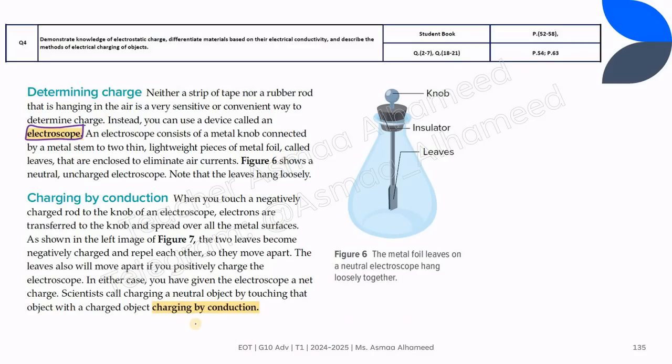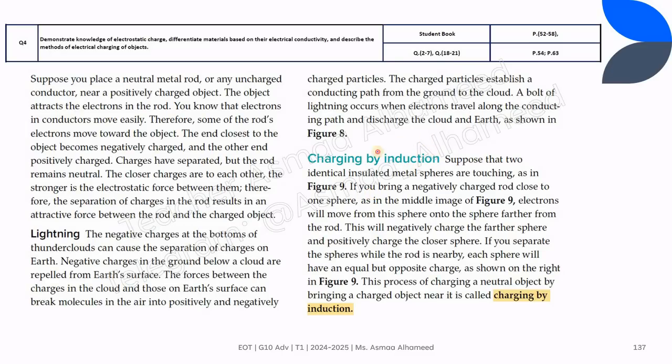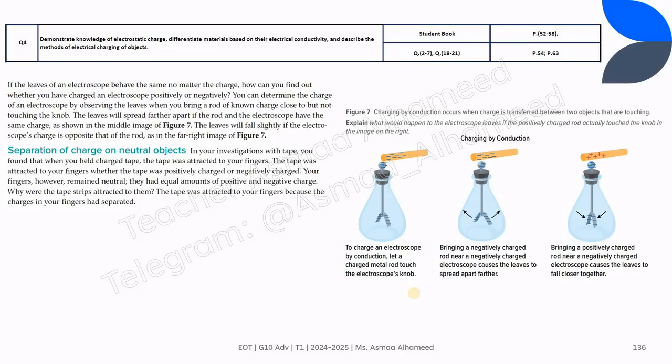So we have 3 ways to charge. Charging by conduction, where you are touching the knob of the electroscope, and then you have charging by induction, where you bring it closer to, but you are not touching it. I will send you a video for this lesson, explaining all the details for all the situations.